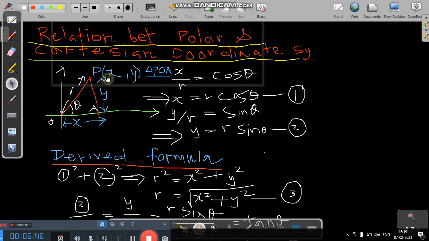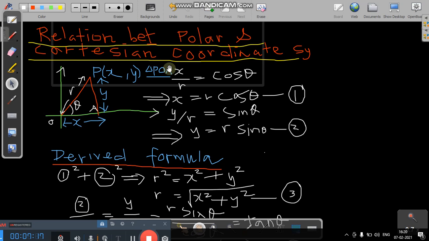Now suppose this coordinate system is written as x comma y. Suppose this is the x-axis, this is the y-axis, and this point is x comma y. That is, this point is x units away on the x-axis and y units away on the y-axis. So this can be written as x comma y. Now in the polar coordinate system, you will have r comma theta.